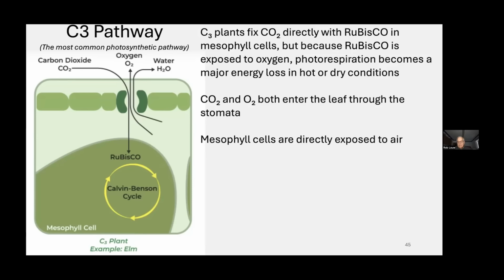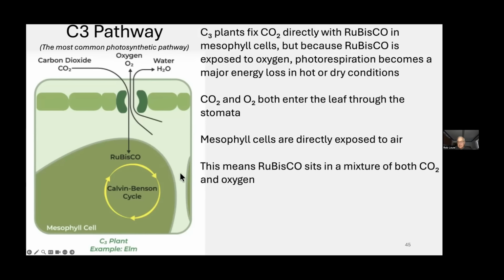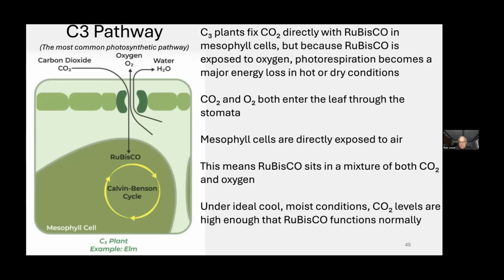And mesophyll cells are directly exposed to the air. This means rubisco sits in a mixture of both carbon dioxide and oxygen. Okay, so that becomes a problem for rubisco, because it likes carbon dioxide. It also likes oxygen, but oxygen produces bad stuff for the plant. Under the ideal cool, moist conditions, CO2 levels are high enough for rubisco to function normally.